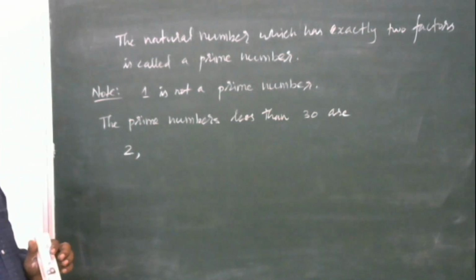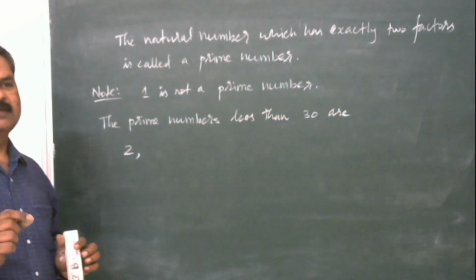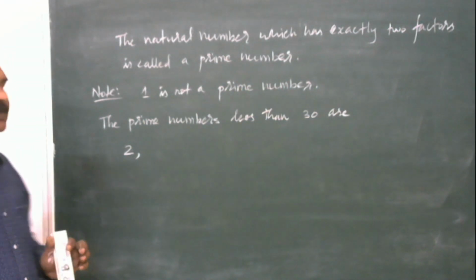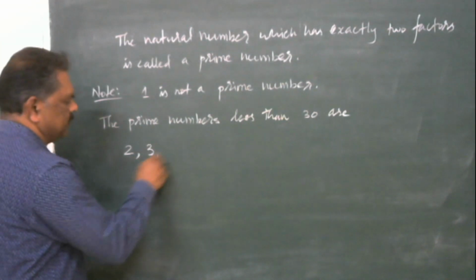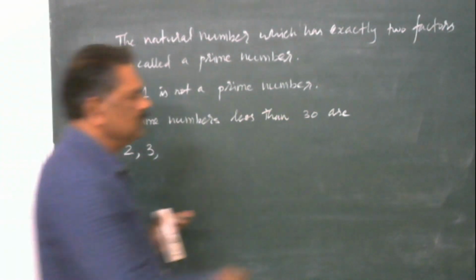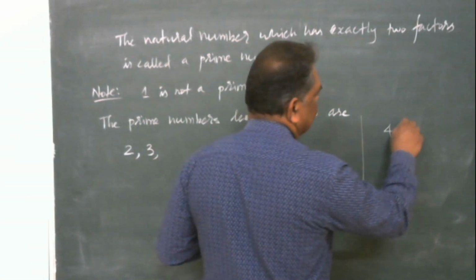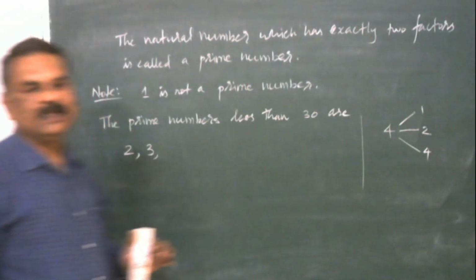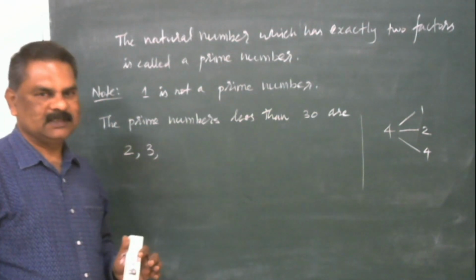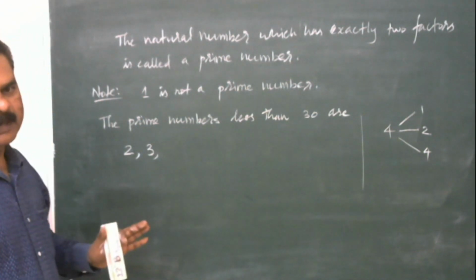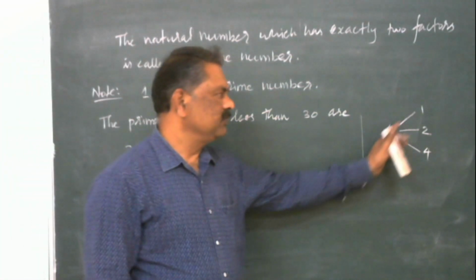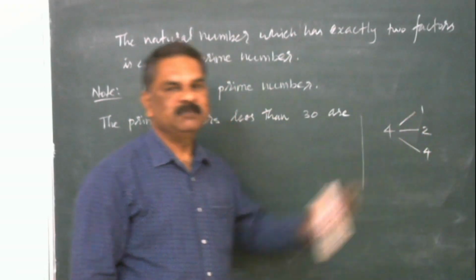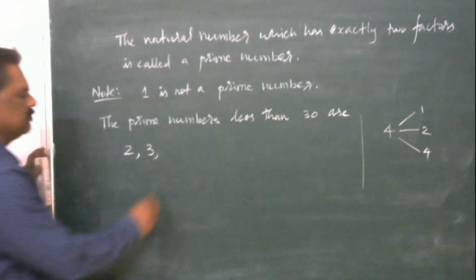What about number 3? Number 3 is divisible by 1 and itself. So it has only two factors, two distinct factors. So we call it a prime number. Number 4 has 1 as a factor, 2 as a factor, 4 as a factor. So it has more than two factors. So it is not a prime number. In other words, number 4 is divisible by the number 2 also. Other than 1 and itself, it is divisible by 2 also. So 4 is not a prime number.